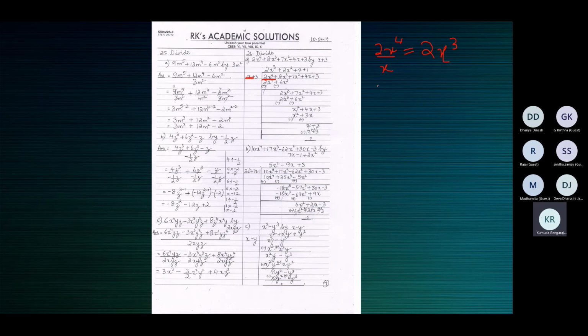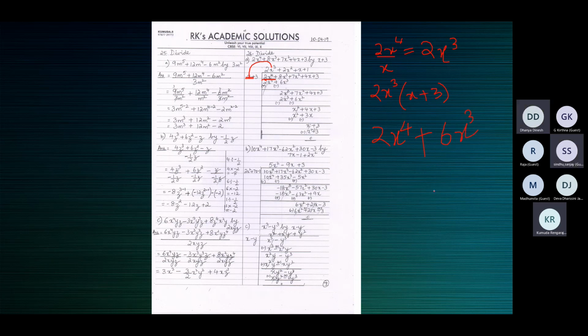Write that. Next, multiply the 2x cubed with the divisor, x plus 3. What's the answer you will get? 2x cubed into x. When you multiply x cubed and x, you'll get x to the power 4, because you'll have to add the powers. Plus, when you multiply 2x cubed and 3, you will get 6x cubed.